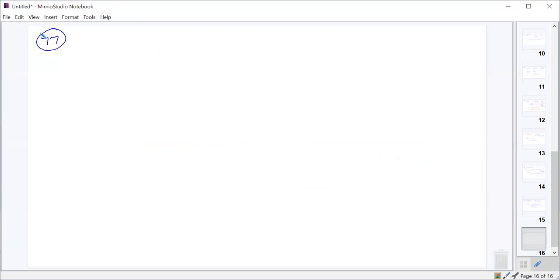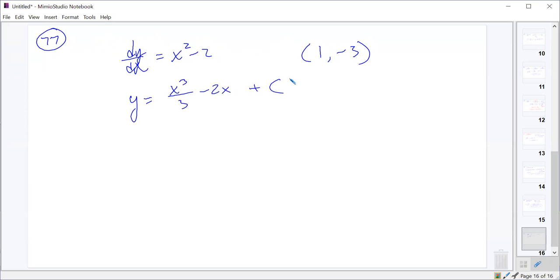All right, 77 says the equation of the curve whose slope at the point (x, y) is x squared minus 2. So the slope is x squared minus 2, and it has to contain the point (1, -3). First thing we'll do is integrate. We'll get y equals x cubed over 3 minus 2x plus some constant. Then we will plug in our 1 for x and our -3 for y to find our constant.